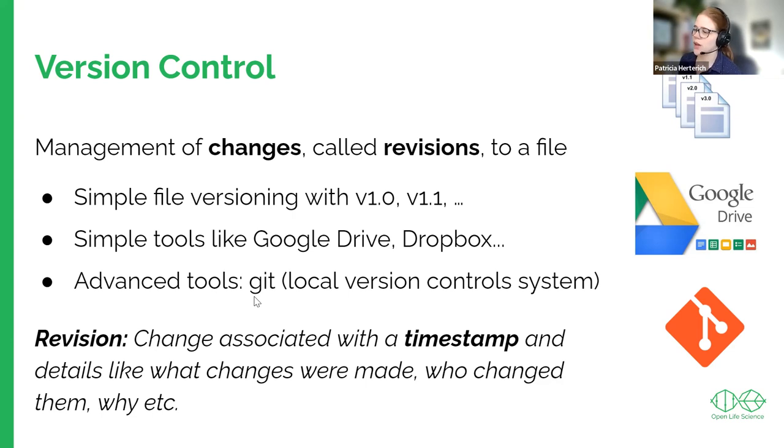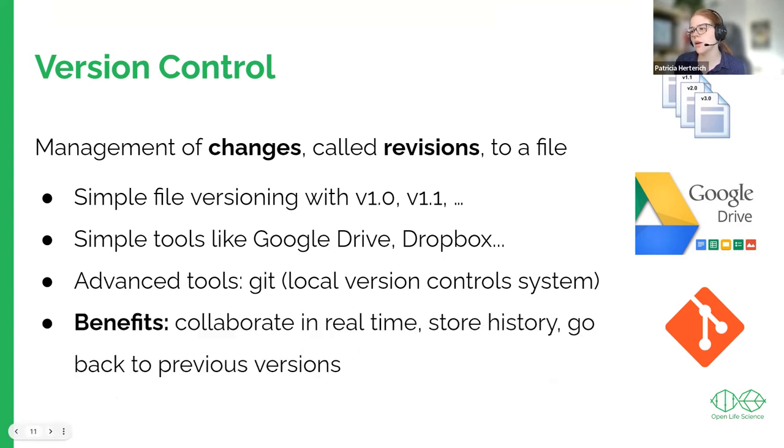And advanced tools like Git, which we're not going into in full detail here, give you a fairly powerful version control system that you can use locally on your machine. So revisions is basically every time you make a change to a file, that has a timestamp on when you made that change, describes the changes that you made, and is associated to the person that made those changes. So that's the vocabulary here.